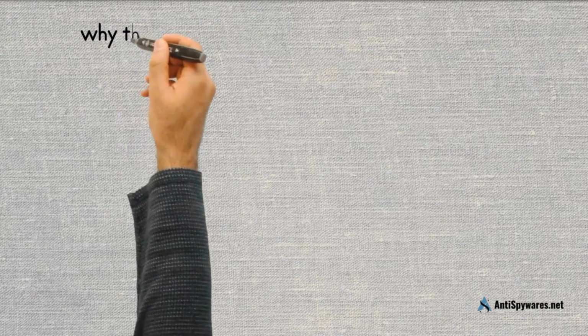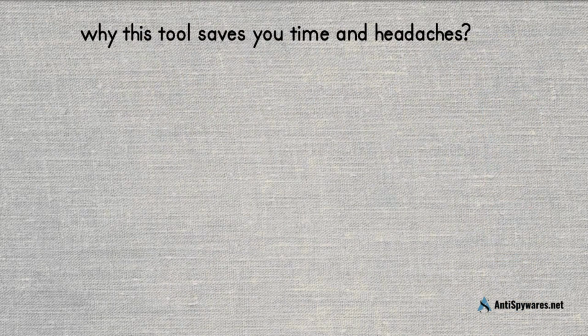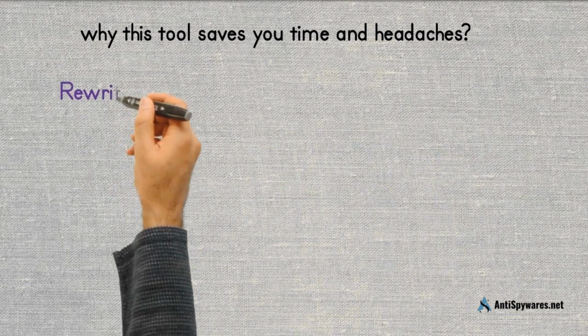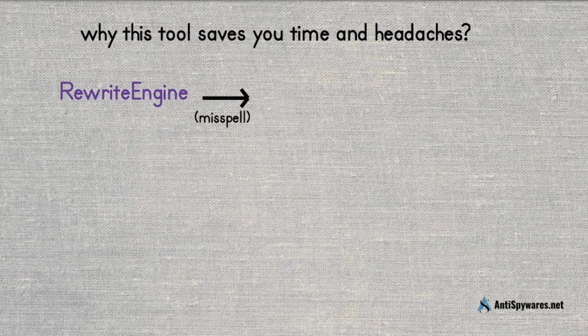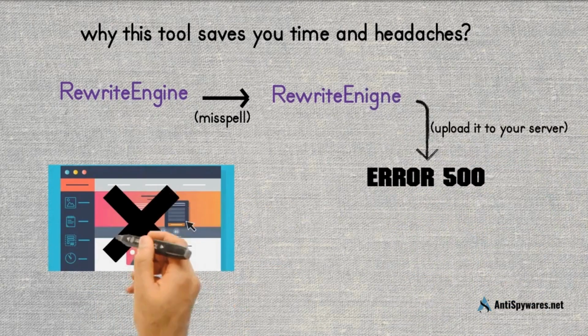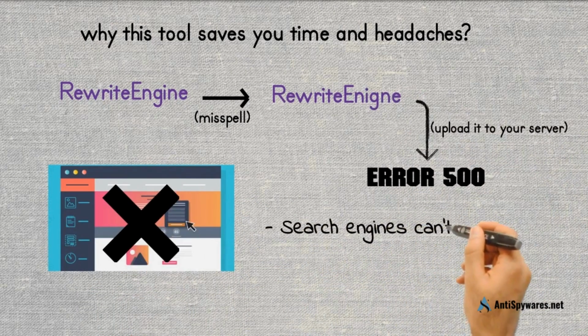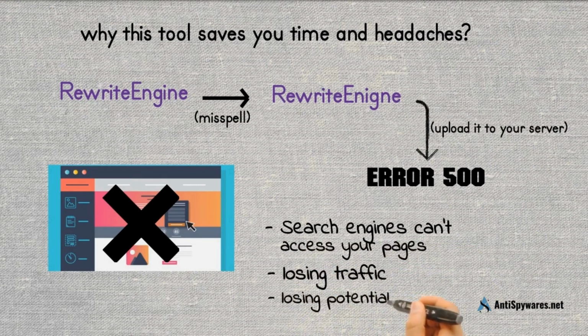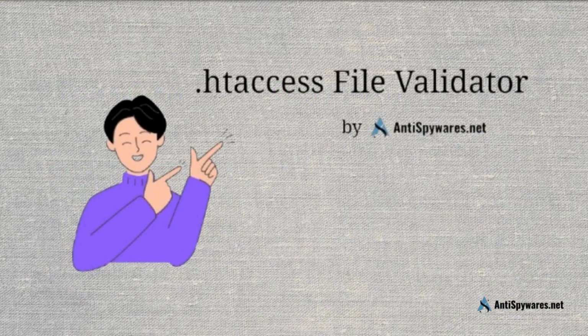Let me show you why this tool saves you time and headaches. Imagine you're setting up HTTPS redirects for your website. You write your rewrite rule but accidentally misspell RewriteEngine. You upload it to your server and suddenly your entire site shows error 500. Your site is down. Search engines can't access your pages. You are losing traffic and potential customers. With our validator, you would catch that typo before uploading. The tool shows you exactly which line has the error and what needs fixing.